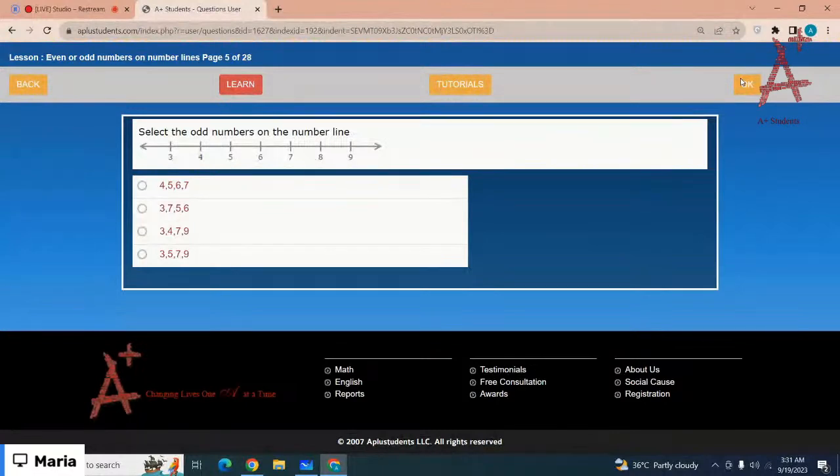What are the odd numbers? Select the odd numbers on the number line. So the odd numbers are, yes, very good. They are 3, 5, 7, and 9. The last option is the correct option.